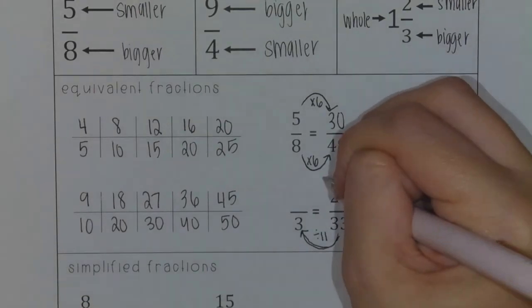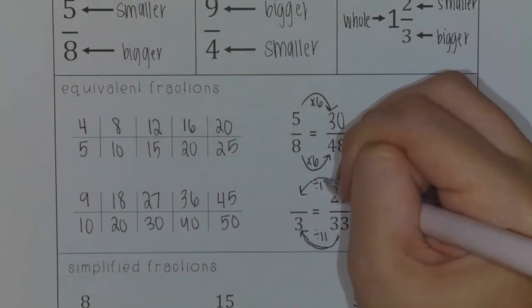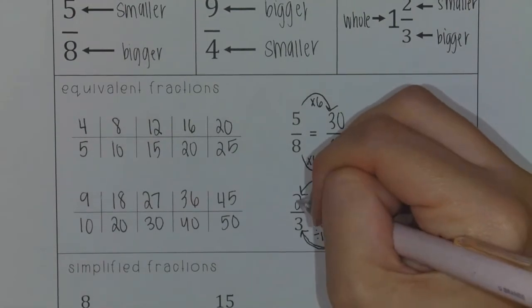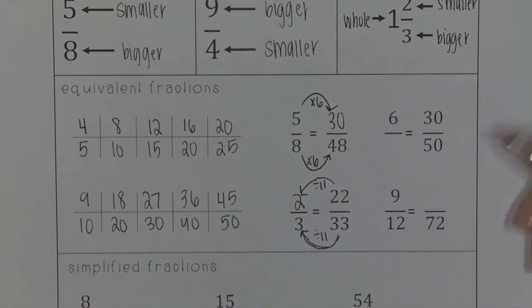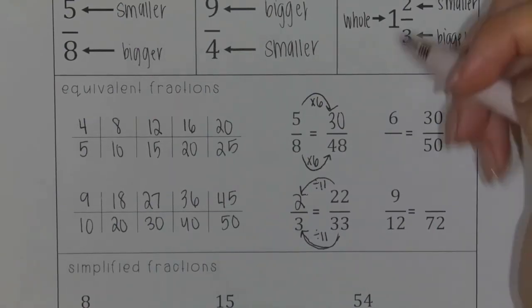Again, whatever I do to the bottom, I have to do to the top. So 22 divided by 11 would be 2. So 2/3 is equivalent to 22/33. Okay, let's keep going here.